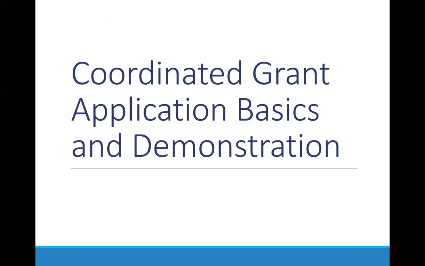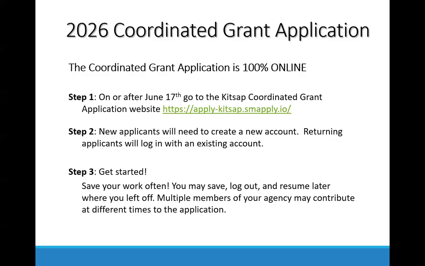Okay, so I will go through and discuss how to use SurveyMonkey Apply and give a demonstration. The coordinated grant application is 100% online. On or after June 17th, you can go to the CGAP coordinated grant application website at apply-kitsap.smapply.io. That is our Kitsap County Coordinated Grant site. New applicants: if you've never applied for funding from our funding sources before, you'll need to create a new account. Returning applicants will need to log in with an existing account.